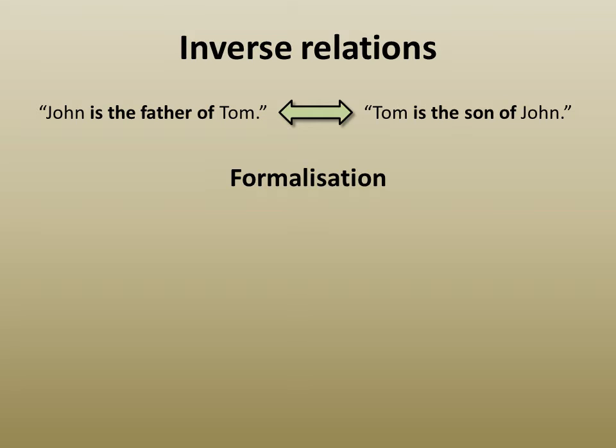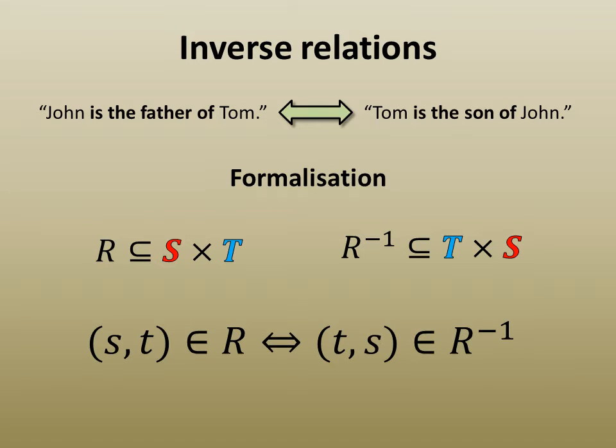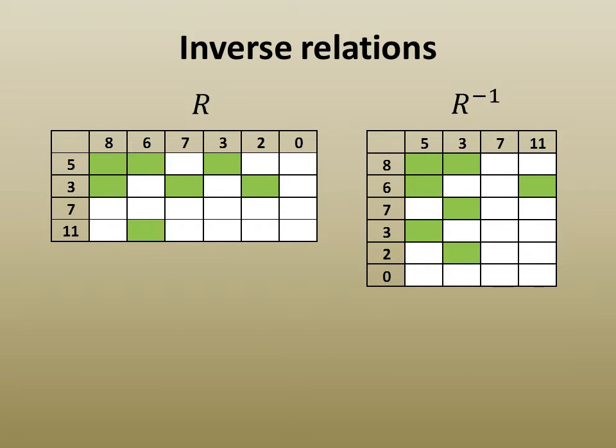In natural languages, there appear to be relations that are the reverse of each other. For example, John is the father of Tom, and Tom is the son of John. These relations are the inverses of one another. To formally define this, given a relation R of S cross T, the inverse of R is denoted like this, and is defined on T cross S. And S, T belongs to R if and only if T, S belongs to the inverse of R. In our example, we can visualize the inverse of R like this.